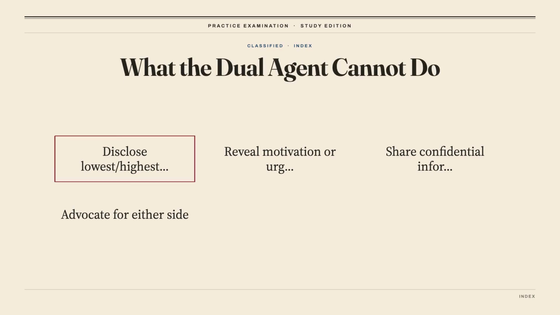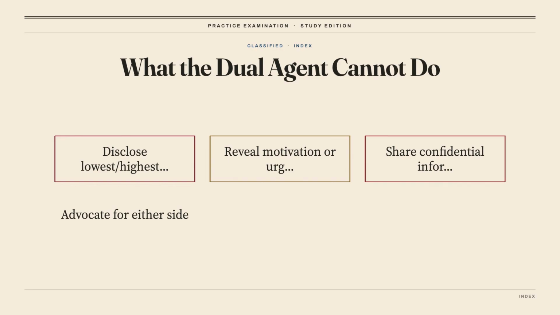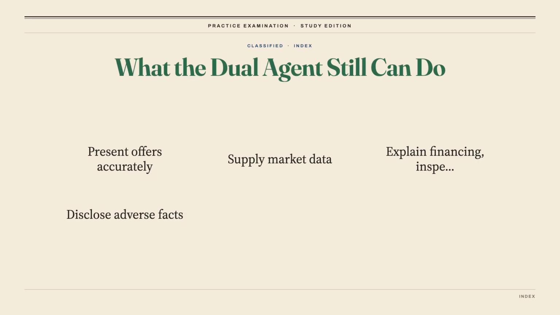What she may not do defines the role more clearly than what she may. She cannot disclose the seller's lowest price or the buyer's highest, reveal either side's motivation or urgency, share confidential information, or advocate a position for one side against the other. Plenty remains, which is why the arrangement persists.